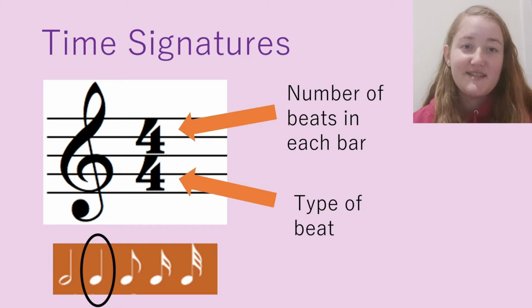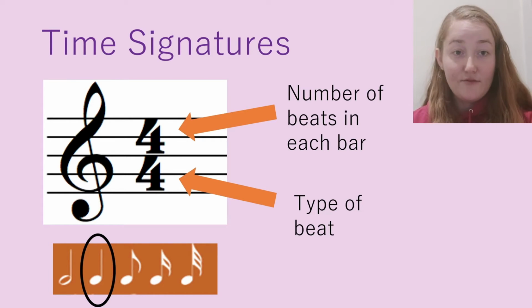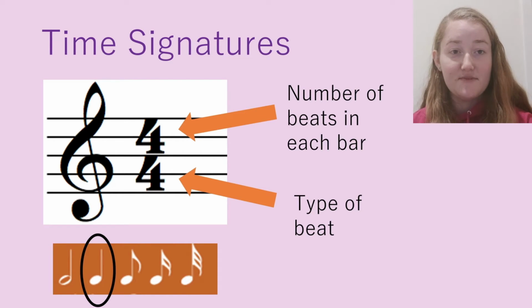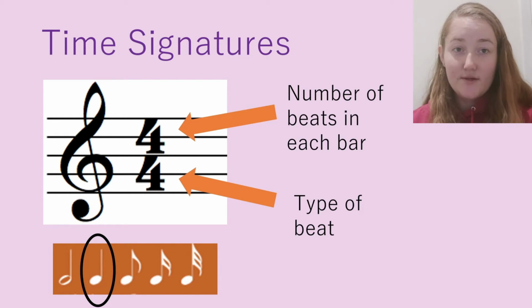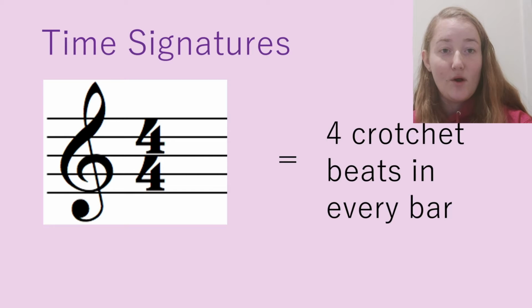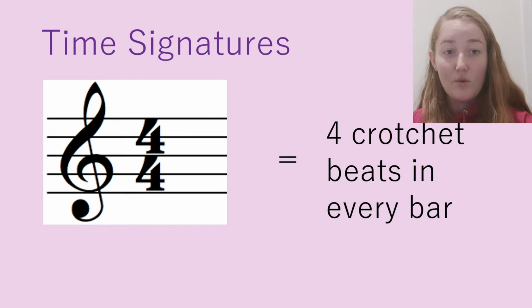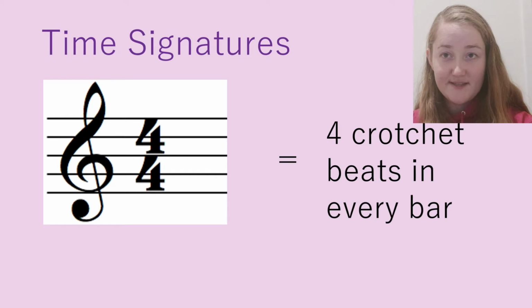If this sounds a bit confusing, don't worry. For grade 1, all the time signatures you need to know have a 4 at the bottom. So for now, just remember that 4 at the bottom means the type of beat is a crotchet beat. So 4/4 means we have 4 crotchet beats in every bar. We will count the beats like this: 1, 2, 3, 4. 1, 2, 3, 4. 1, 2, 3, 4, and so on throughout the piece.